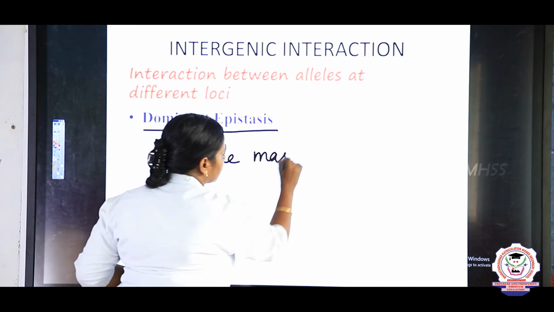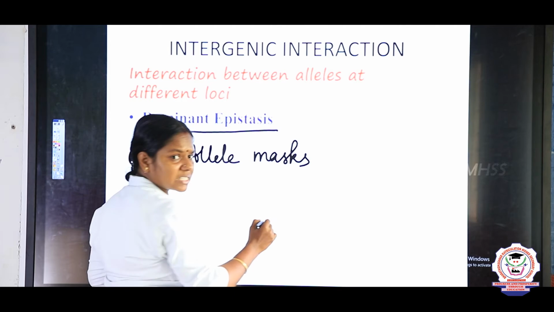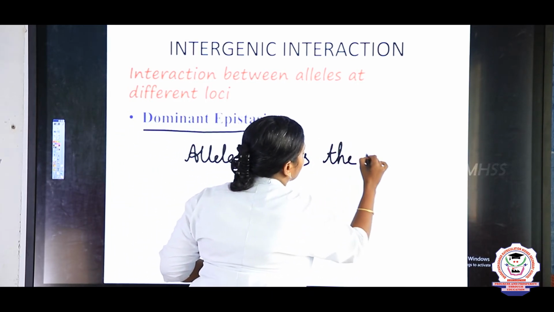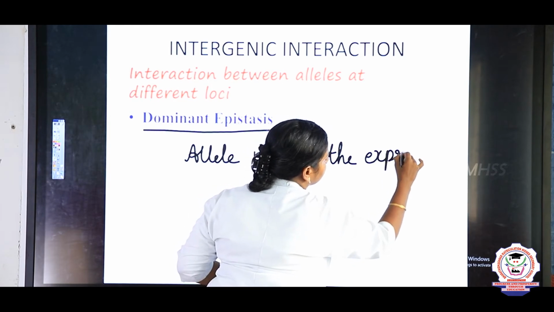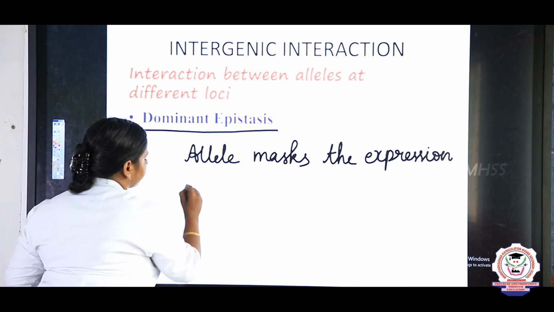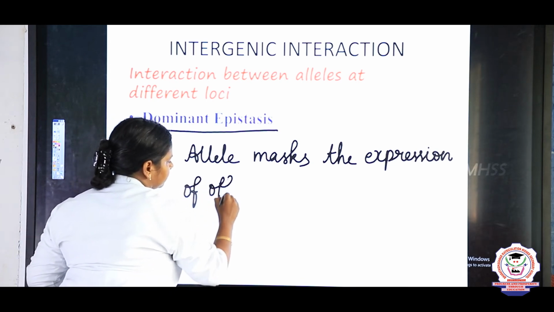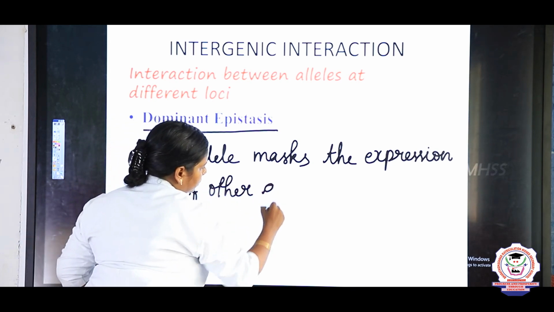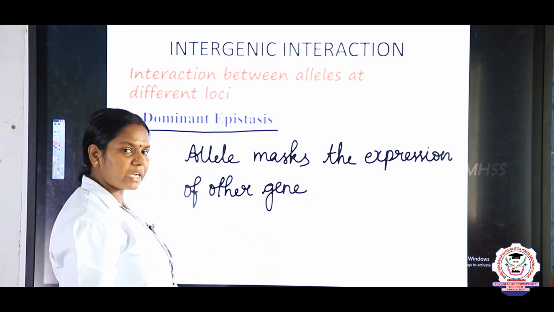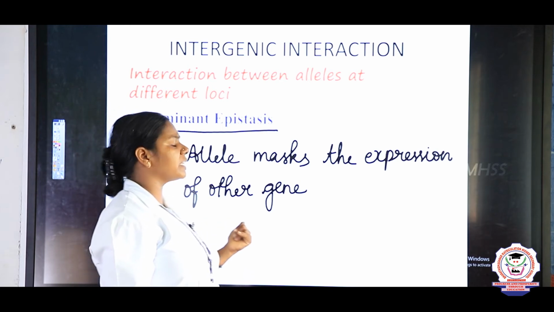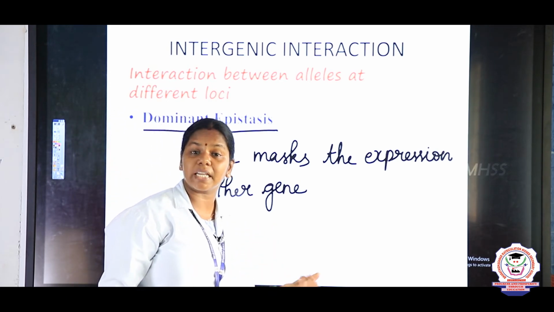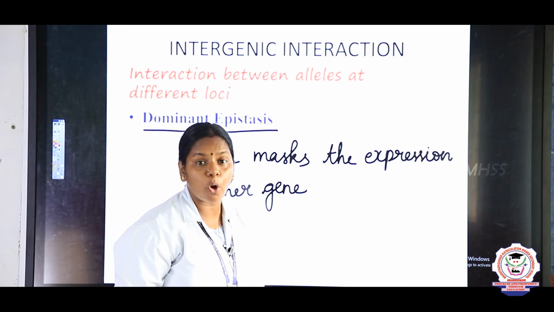masks or hides. What do you mean by masks, children? It will hide, will mask the expression of the other gene. We call it dominant epistasis. And here there are two types: one allele we call epistatic and another one hypostatic.